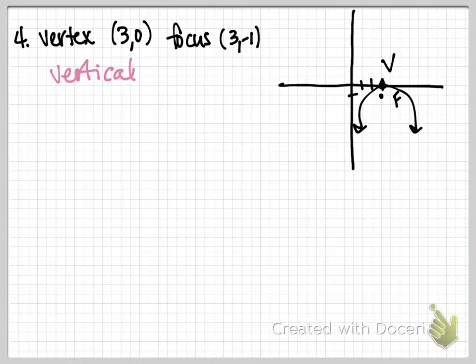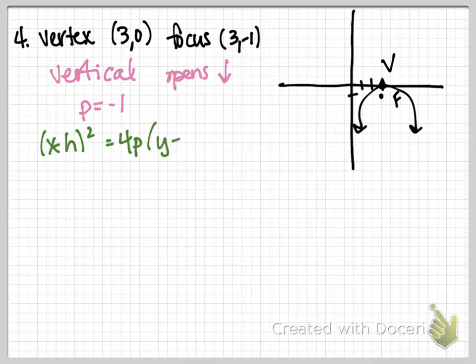It opens down, which tells me that P is negative. And the distance from the vertex to the focus is the value of P, so P equals -1. So now go back, look at your formula. Which one is the vertical parabola? It's the one that has the x squared, so it's x minus h squared equals 4p times y minus k. Remember, this is h, this is k, and then plug in what you know. So we have x minus 3 squared equals -4 times y minus 0.